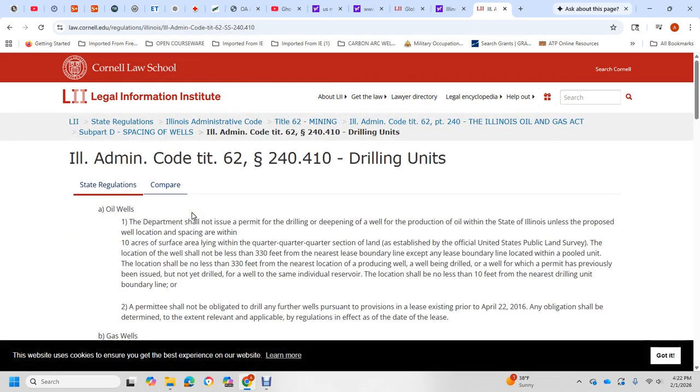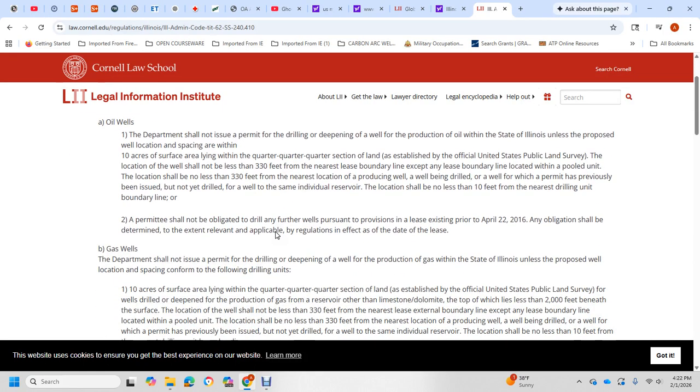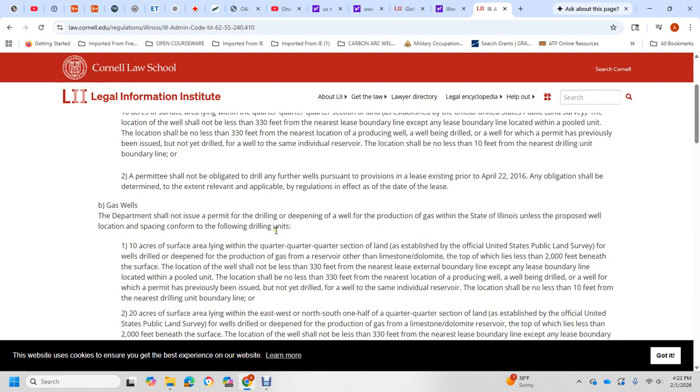Drilling units for the oil well. The department shall not issue a permit for the drilling of a deep oil production well in Illinois over well locations with a 10 acre surface area in the quarter section of land established with the official United States Public Land Survey. The location of the well should not be less than 330 feet from the nearest lease boundary line, except for a boundary line located within a pool unit, where the location is not less than 330 feet. Nearest location producing well, or a well being drilled, or a well for which a permit has previously been issued but not been drilled. Same individual reservoir location not within 10 feet of the unit boundary line.